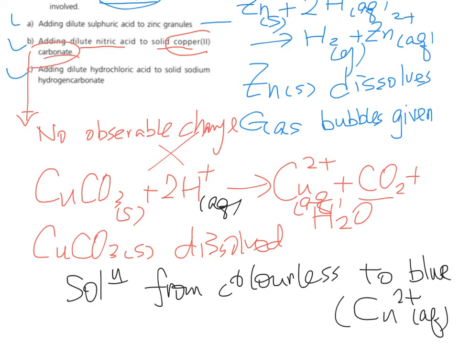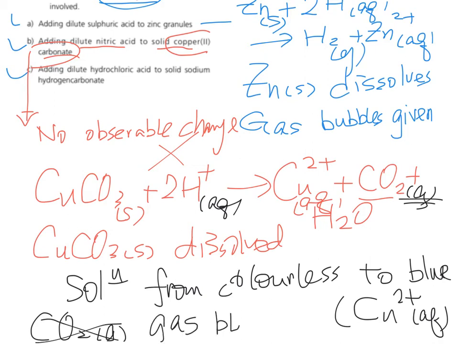Last but not least is about the gas formed. You may say there is some carbon dioxide gas formed, but you can't see the carbon dioxide gas. You can't see what kind of gas it is. So this is not an observable change. You can't see the CO2 gas given out. You may say gas bubbles given out. So we can have three answers, and these three are the correct ones.